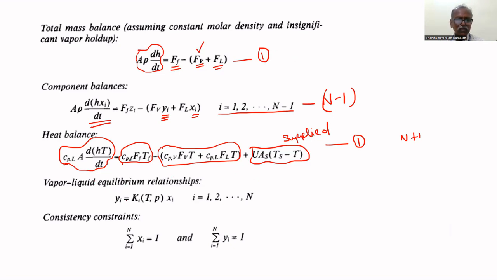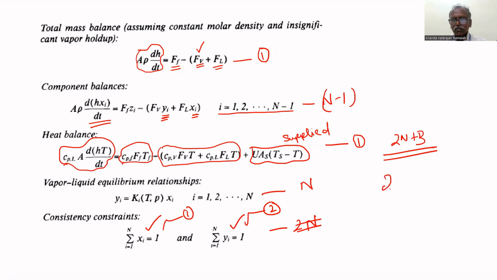Vapor liquid equilibrium relationship is Yi equal to Ki Xi, where i varies from 1 to N, N equations. Consistency constraints: this is one equation, this is another equation. Therefore, N plus 1 plus N, 2N plus 1, plus 2 equations, 2N plus 3 equations. Total number of equations equal to 2N plus 3.